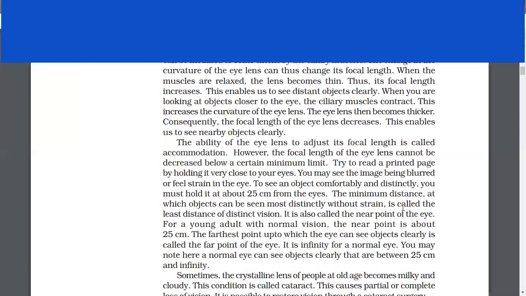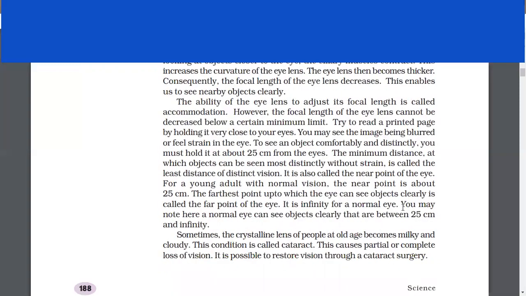Try to read a printed page by holding it very close to your eyes. You may see the image being blurred or feel strain in the eye. To see an object comfortably and distinctly, you must hold it at about 25 centimeters from the eyes. The minimum distance at which objects can be seen most distinctly without strain is called the least distance of distinct vision. It is also called the near point of the eye.